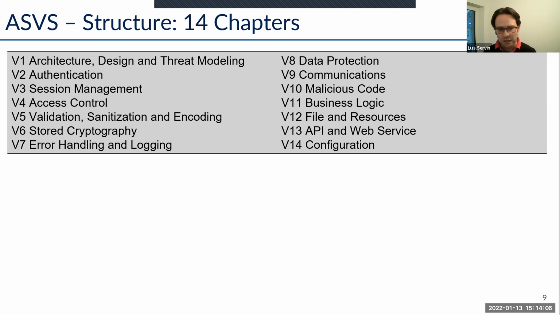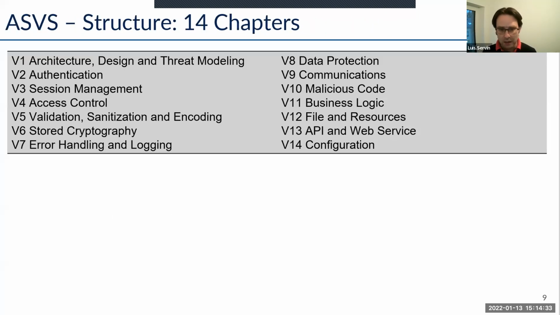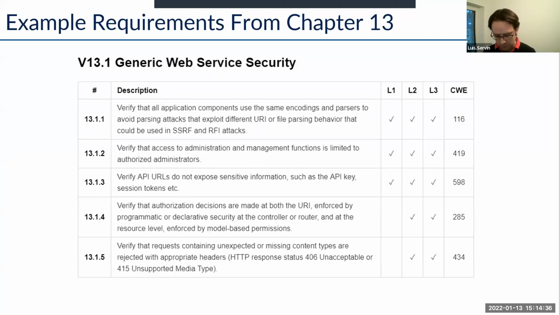So each one of these is a chapter, and all in all, I don't remember the exact number, but it comes to about 250, 280 requirements, if I'm not very wrong, with level 3. With level 1, it's about 180 or something. So it's not little what you get in requirements. And this is just one example from chapter 13, APIs and web services. And all requirements follow the same format.